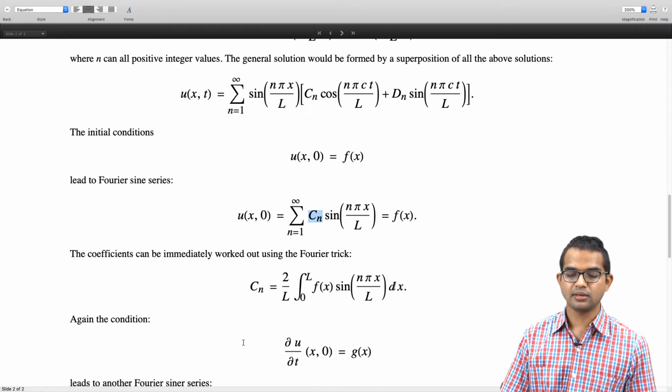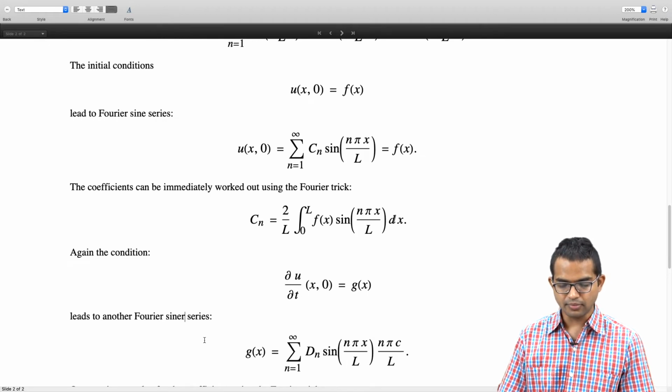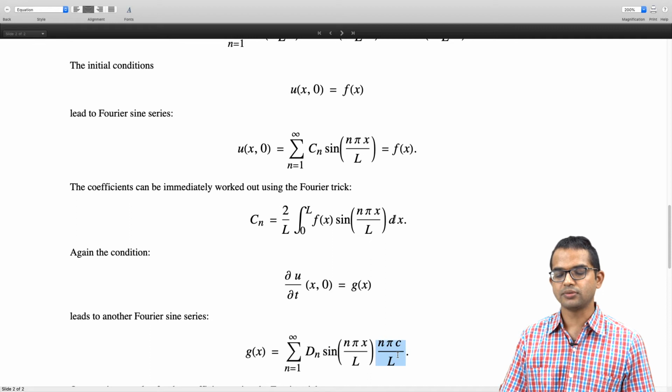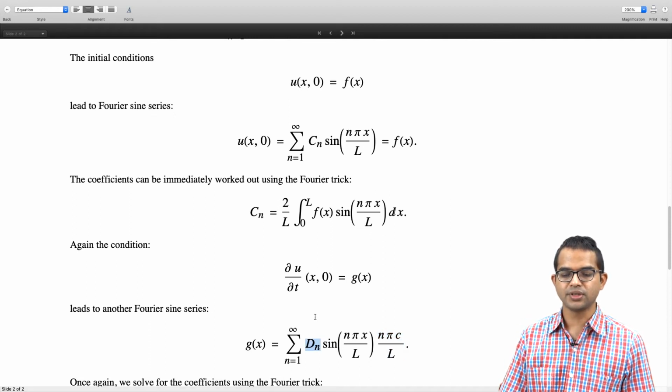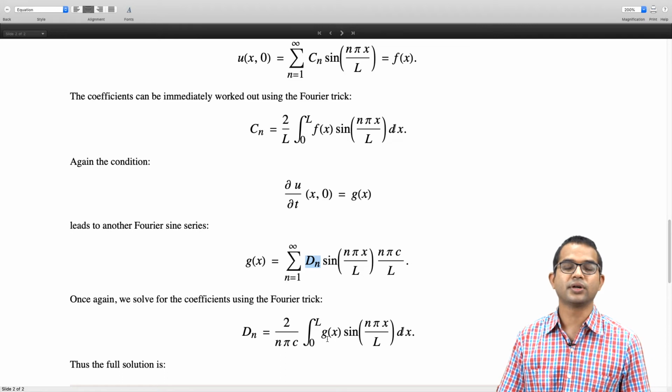And again the velocity condition relates this to g of x, and that also will give us another Fourier sine series, where g of x is expanded in this manner. You have to also take care that you have these other factors here along with dn which form the coefficient. So if you take care, you'll get dn is equal to 2 divided by n pi c integral 0 to L g of x sine of n pi x divided by L dx.